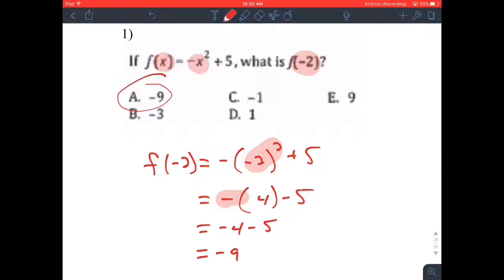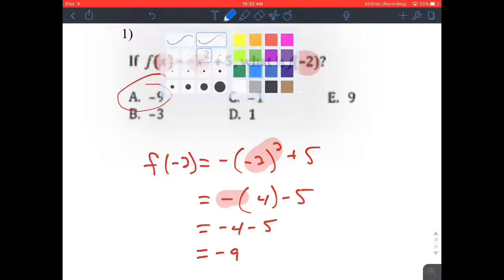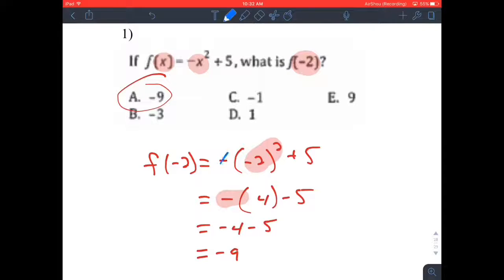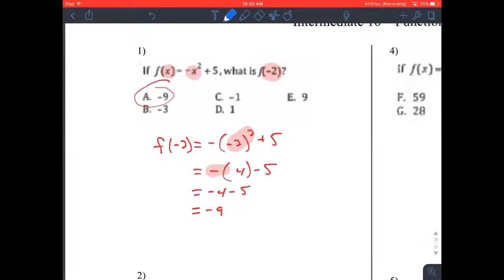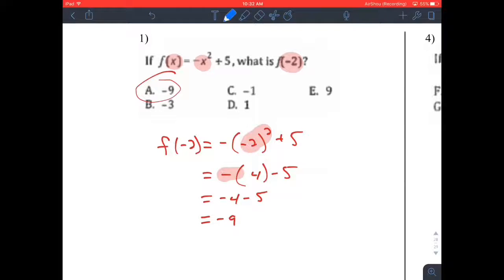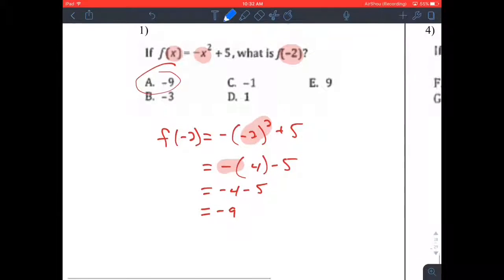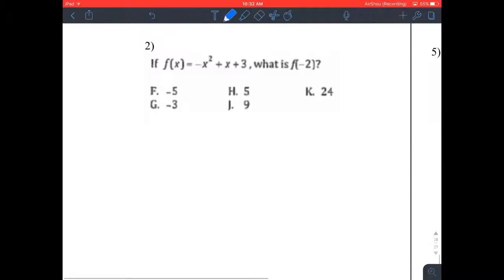A common mistake that people make for this problem is they say negative negative is positive. Well, that's not true. It's true in certain contexts, not in this context. Order of operations: you do parentheses first, which is a negative 2, nothing to do there. Then you do exponents, which is going to be the squared.